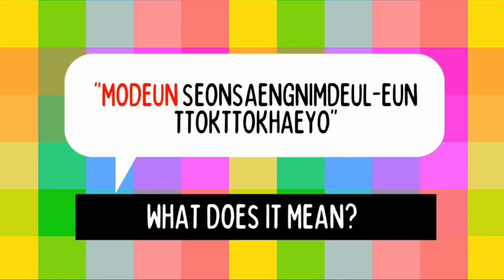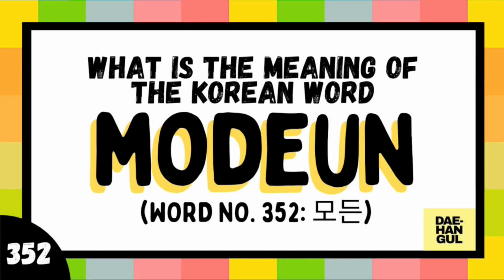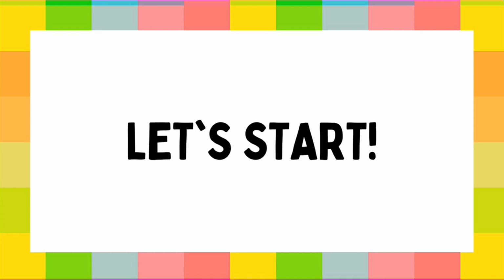모든 선생님들은 똑똑해요. Again, 모든 선생님들은 똑똑해요. What does it mean? If you notice, the word in red letters is MODEUN. Because today, on One Korean Word a Day here at Dae-Hangul, we're going to learn about MODEUN. Let's start.